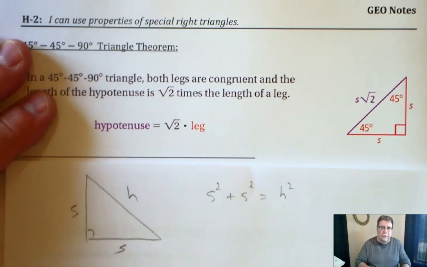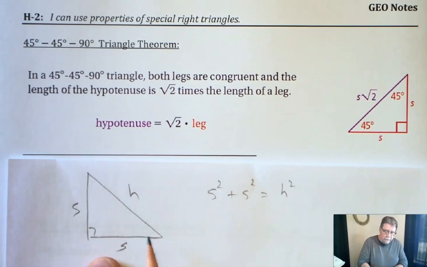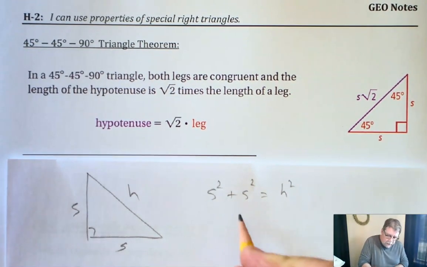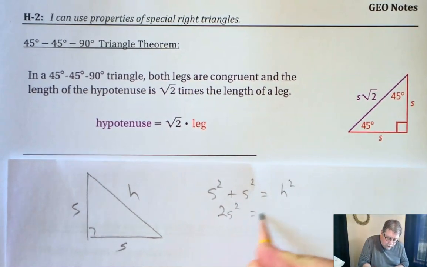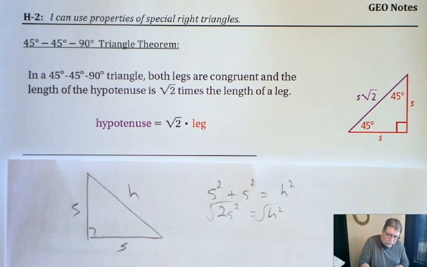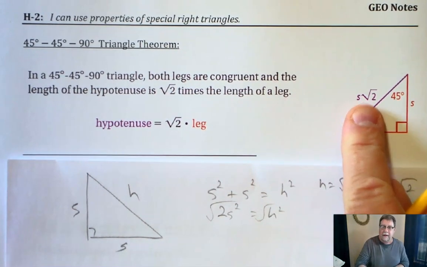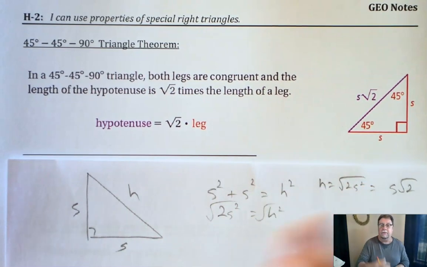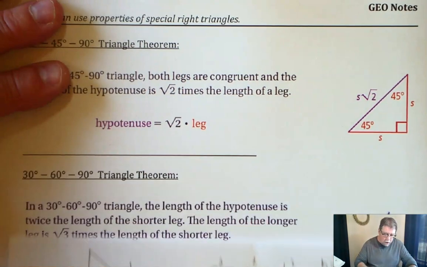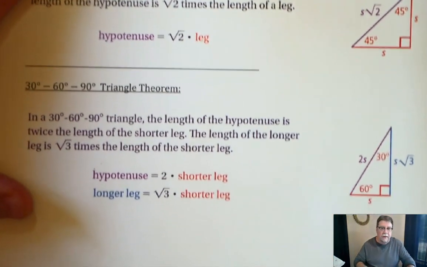So here, let me show you the Pythagorean theorem. If I did this, it would be s squared plus s squared equals h squared. That would be 2s squared equals h squared. And if we square root both sides, you'd get h equals the radical of 2s squared, which turns into s times radical 2, which is what we have. So instead of doing this calculation, we just remember that the hypotenuse is s times radical 2. Simple as that. Now the other triangle that is special is one called a 30, 60, 90 triangle.